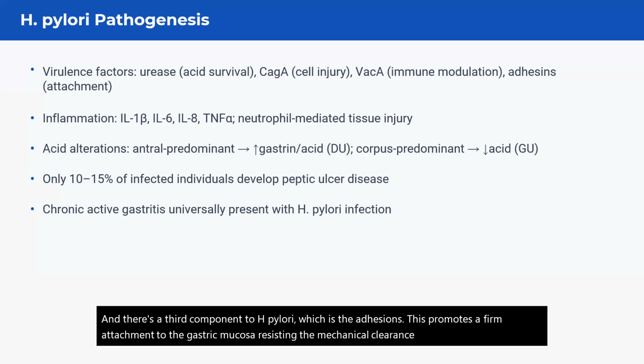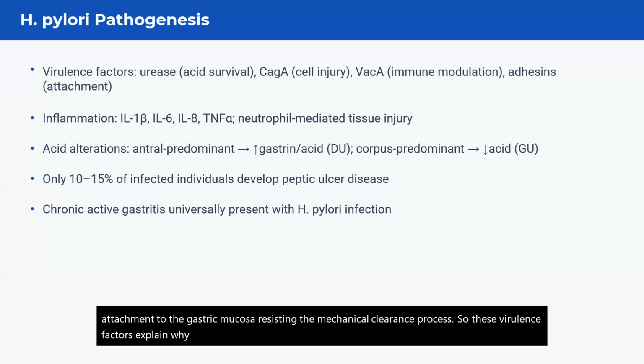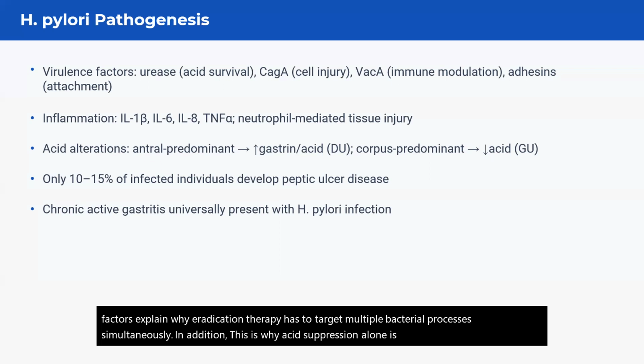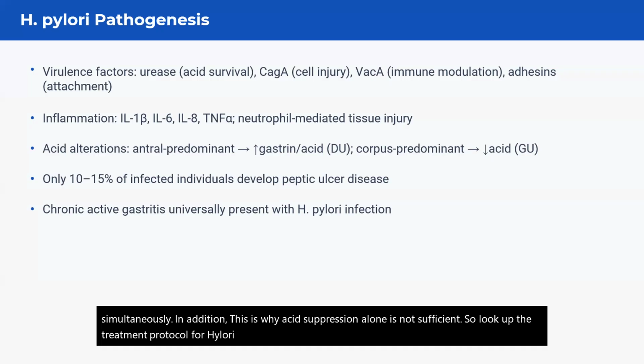So these virulence factors explain why eradication therapy has to target multiple bacterial processes simultaneously. In addition, this is why acid suppression alone is not sufficient. So look up the treatment protocol for H. pylori. Sometimes it's triple antibiotic therapy with a proton pump inhibitor. Now, what happens when the infection happens?